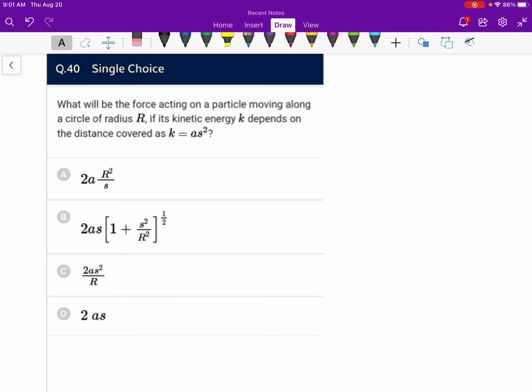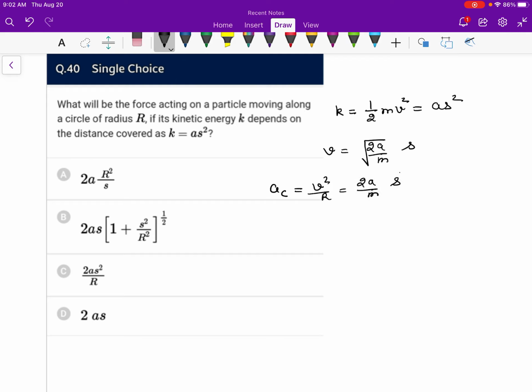What will be the force acting on a particle moving along a circle of radius r if its kinetic energy is given? So K, which is half mv square, is given as a s square. So v is root of 2a by m into s. The centripetal acceleration a_c is v square by r, that is 2a by m into s square by r.